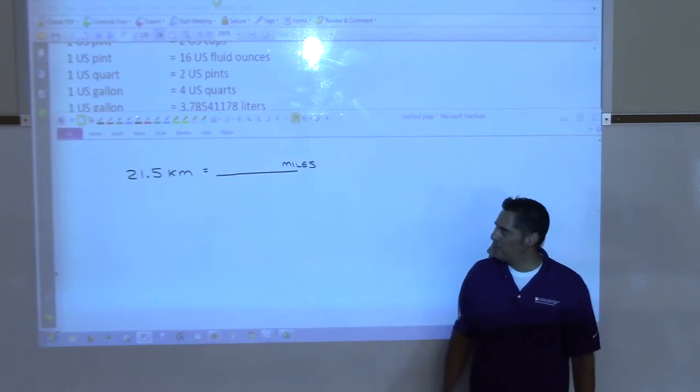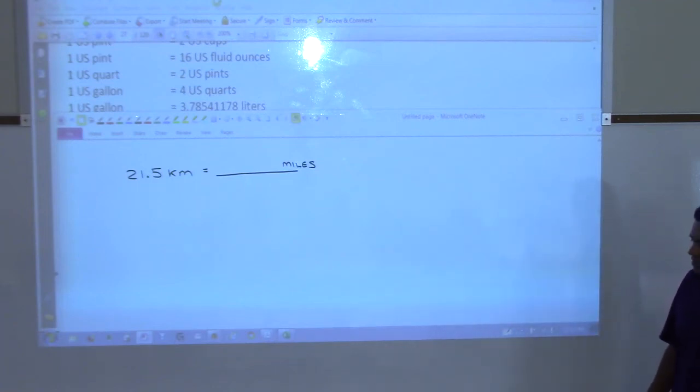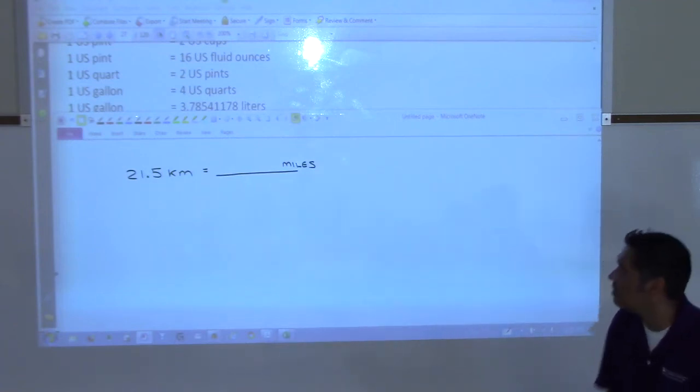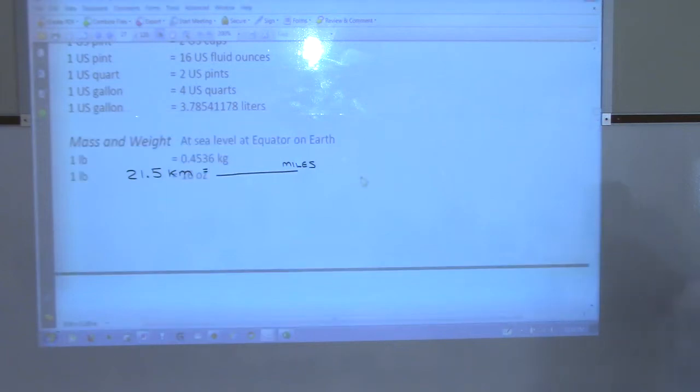So, I already had the answer, 13 point something, right? But let's see how we get to that. Let's appreciate the challenge of it. Do we have anything that connects kilometers to miles that you know off the top of your head? Like, you knew 12 inches in a foot, right? But do you know how many kilometers there are in a mile? Probably not. So you're going to need some sort of reference table, and that will be provided on the test.